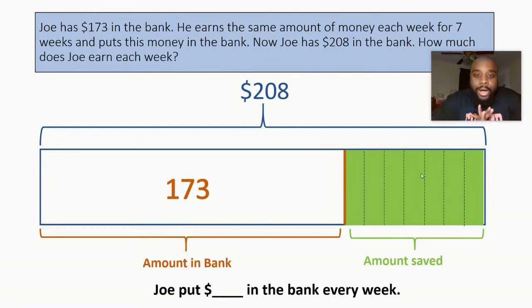So let's just pause for a second and think. All right. We know that he has $208 right now. He started off at 173. And then over 7 weeks, he saved the same amount of money. So what math operation will we use to figure out how much money he saved over the course of 7 weeks? Pause the video and think about it. Resume when you're ready to go.